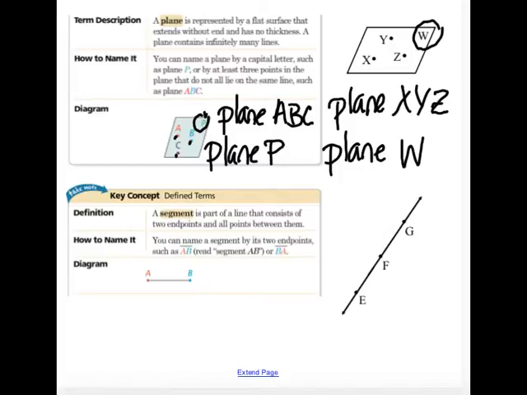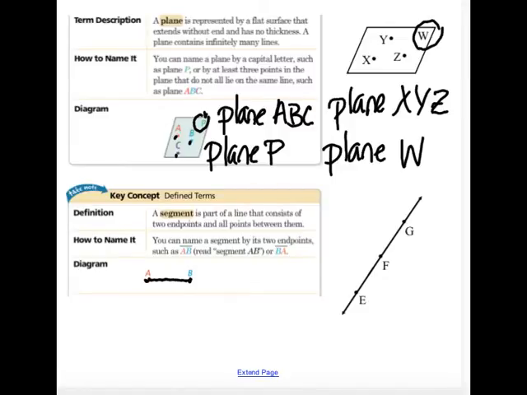So those point, line, and plane are kind of our basic terms, and then we just build on from there. So the next term we have is a segment, a line segment. It's part of a line that contains two endpoints and all the points between them. You'll notice on this example that there's nothing after the A or after the B. It doesn't extend beyond that. Line segments get cut off right at those endpoints.